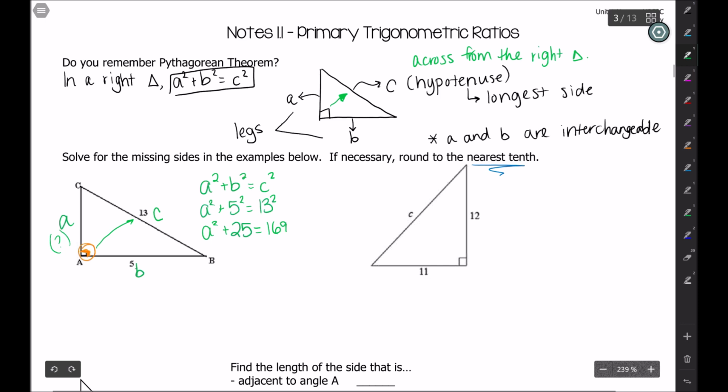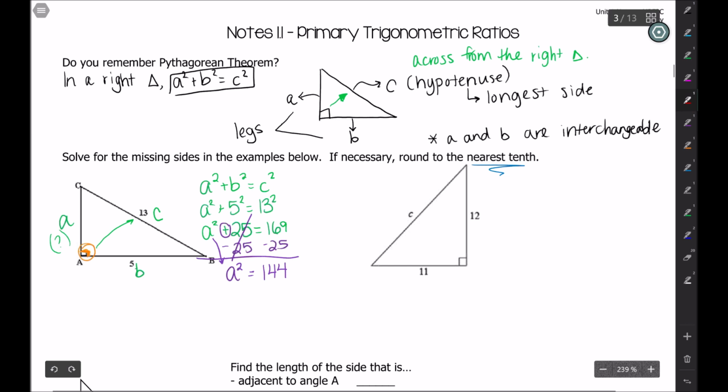Now at this point we have an equation that needs to be solved. So in order to solve this equation, I need to get rid of this 25 somehow. Since this is addition, I'm going to do the opposite of addition, which is subtraction. So I'm going to subtract 25 from the left side, but whatever I do to the left side, I have to do to the right side. So these 25s cancel because 25 minus 25 is nothing. So I just have a squared left over. And then 169 minus 25 is 144.